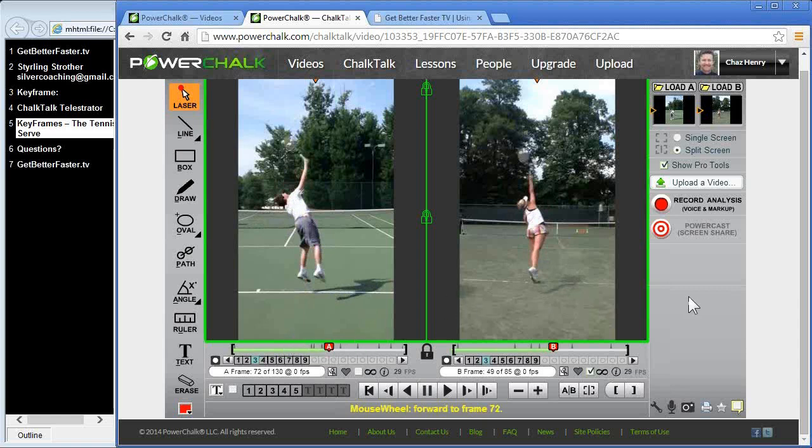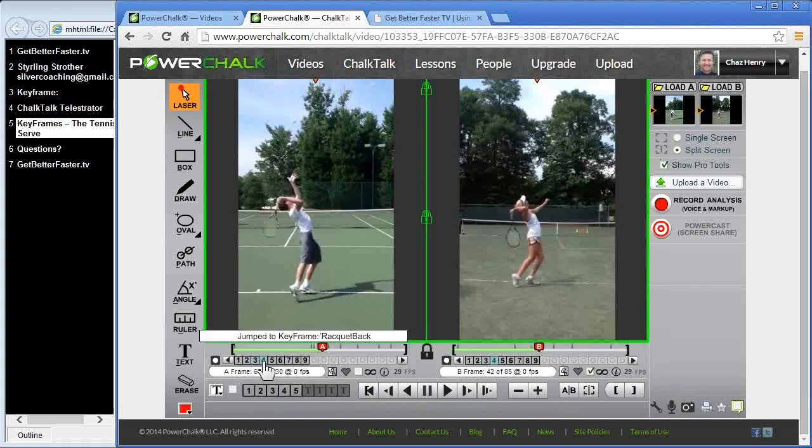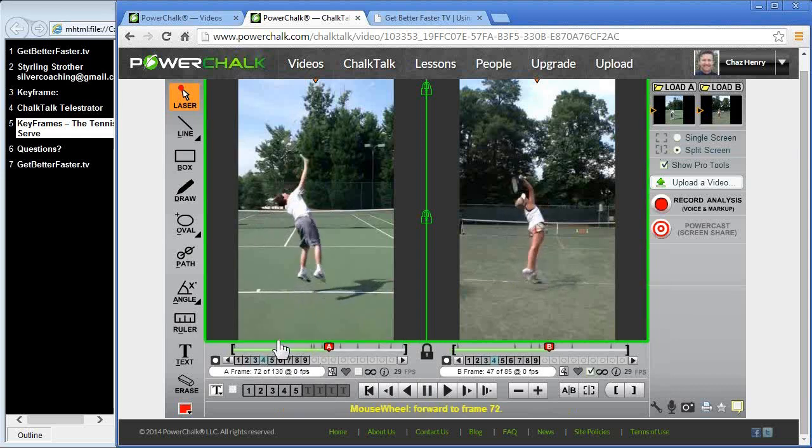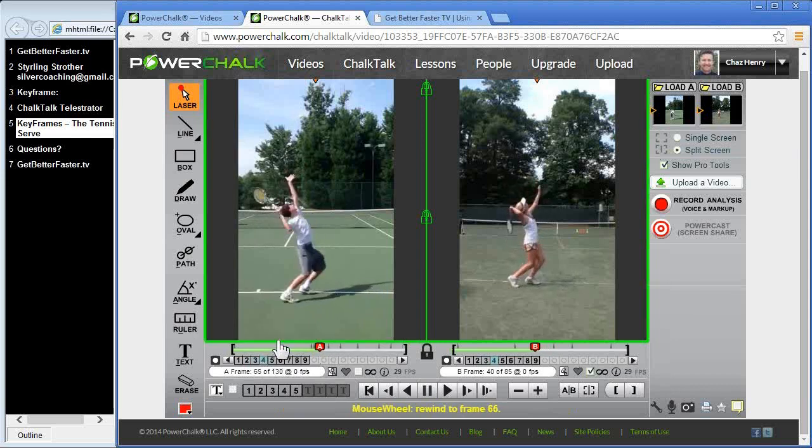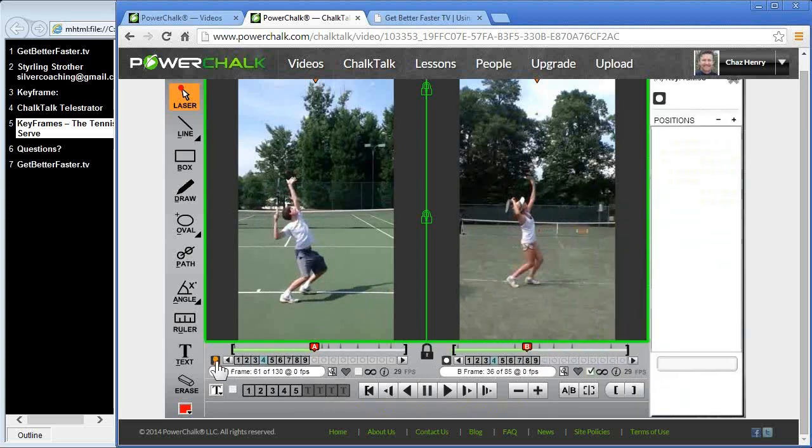So I think to some degree, Coach, it's the same thing as we talked about before. If you've got a particular style, or if you push your feet further or closer, it's going to show up in one of these frames, and then that becomes a discussion point. Exactly. The whole idea of the keyframes is to get you to have a closer eye on what's actually going on.